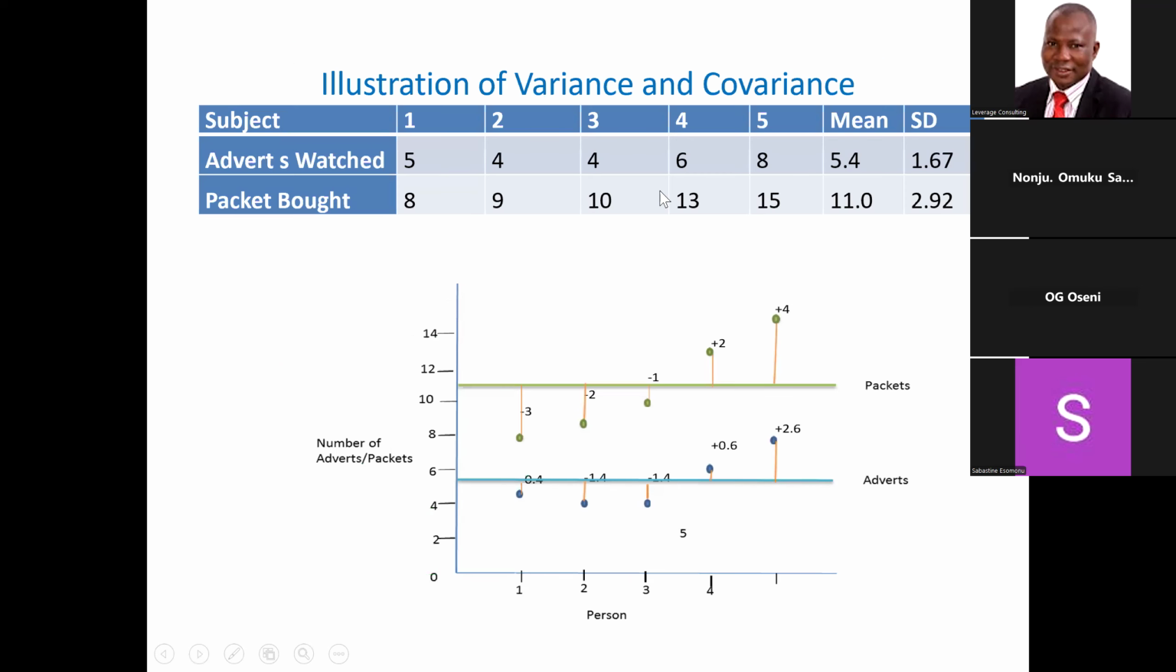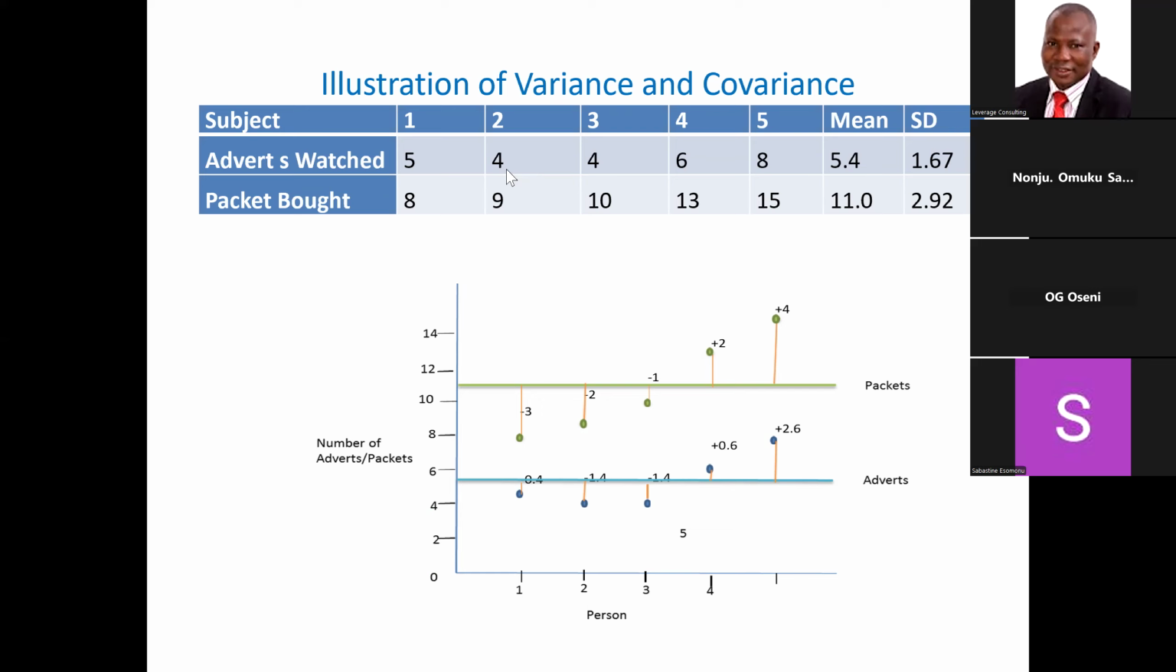Let's illustrate the concept of this covariance. Let's look at covariance graphically. The example I was giving the other time: if you want to look at the covariance of the number of advertisements, how does it vary with the number of packets of product bought? So this data here is for 5 people, designated as subject 1, 2, 3, 4, 5.